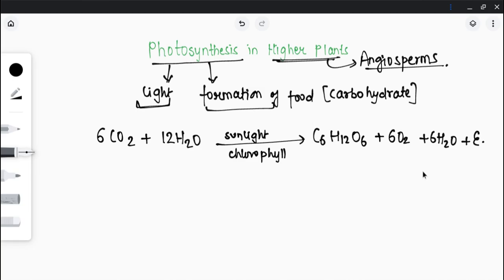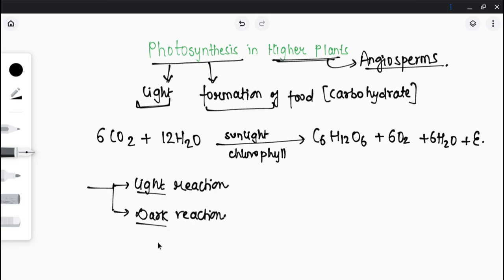What are the different pigments involved? What are the different reactions involved? Okay, so photosynthesis will be divided into two reactions. First will be light reaction and second will be dark reaction. Dark reaction. By its name you might think that light reaction happens in light and dark reaction happens in dark. No, it is not like that.